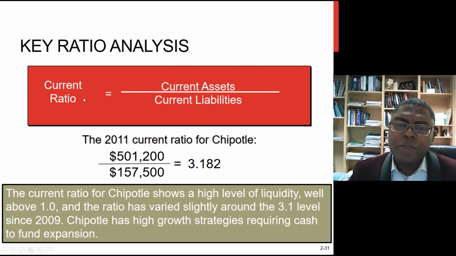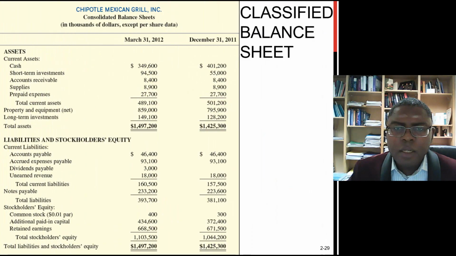So current ratio is current asset divided by current liability. And we want to compute this for 2011. So we'll go to the balance sheet statement and look for current assets and current liabilities. And then we take current asset divided by current liability. If you permit me to go back to the balance sheet, again, we are looking at the year 2011.